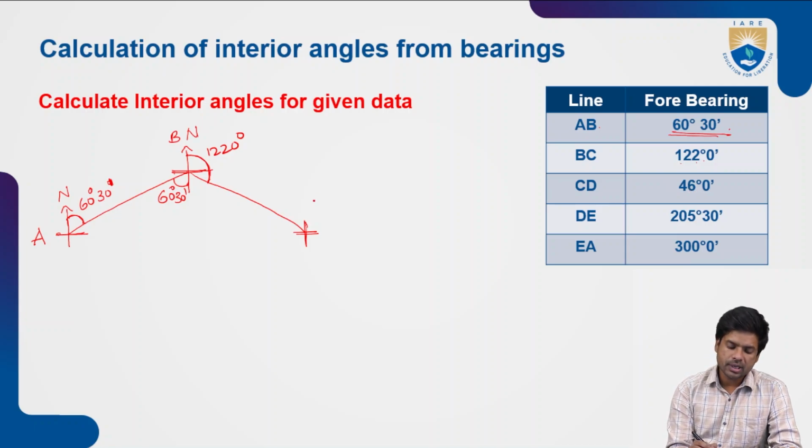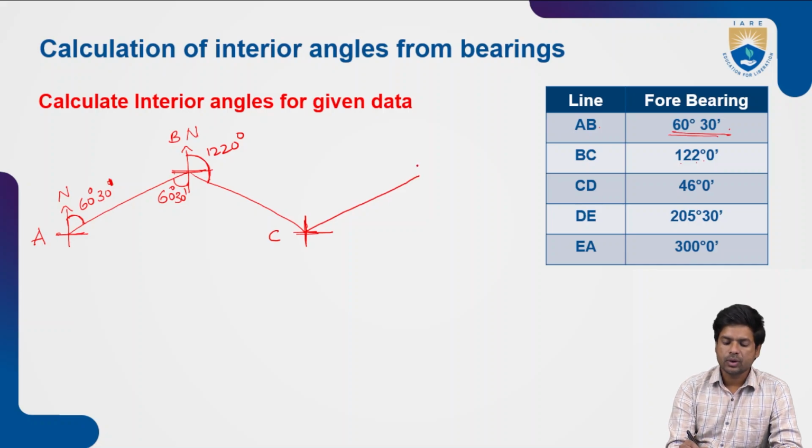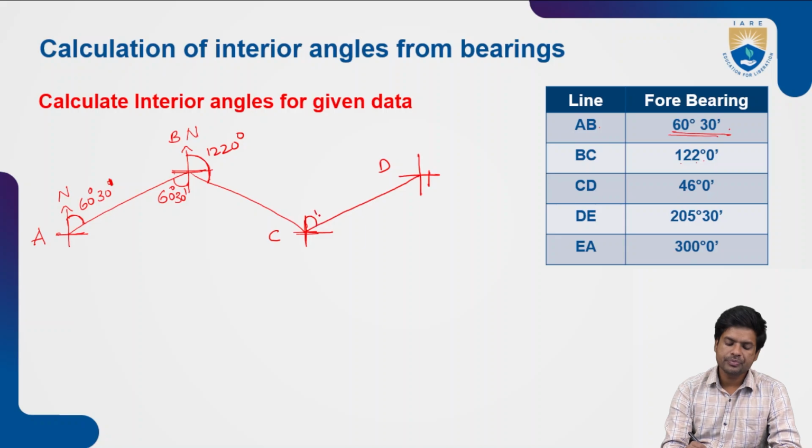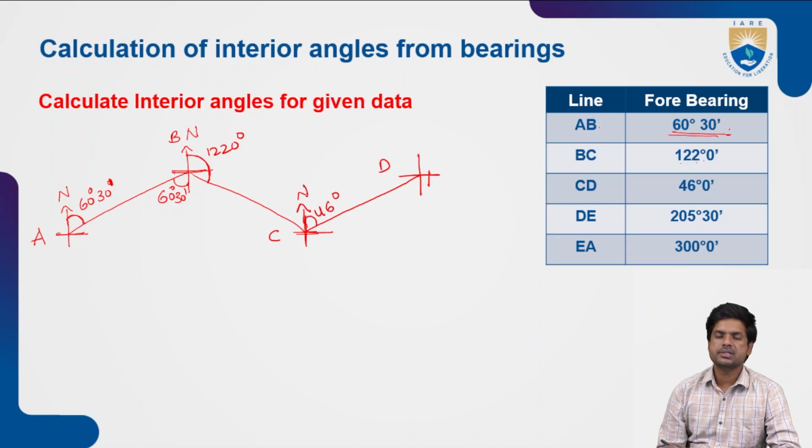So now this is the station C, and it is in the first quadrant. So the line of sight will be like this. Now this is station D. Okay. Now the fore bearing value is 46 degrees. So this will be 46 degrees, right? Okay. This is north. Now next fore bearing value is DE, equal to 205 degrees.